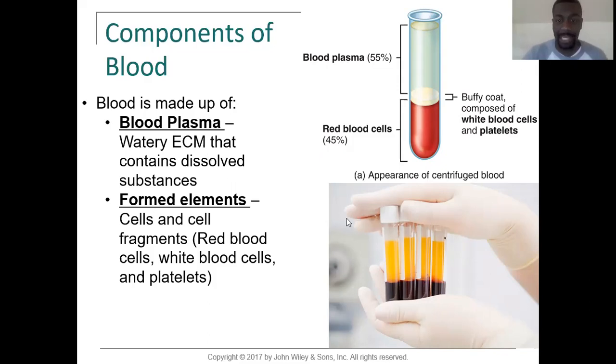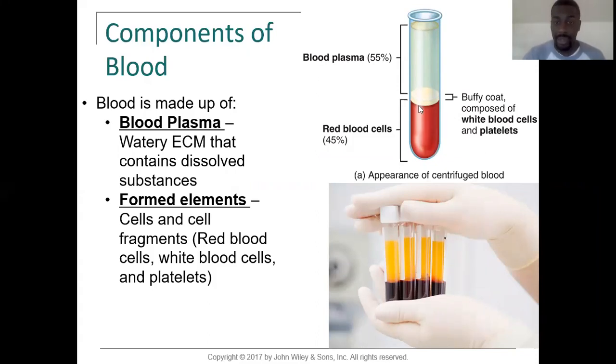So we talked about the blood plasma. So that's going to be this yellowy kind of watery portion up here at the top. Then at the bottom part, we're going to have the formed elements. So the formed elements are going to be all the cells, as well as the cell fragments, which are made up of the red blood cells, white blood cells, and our platelets.